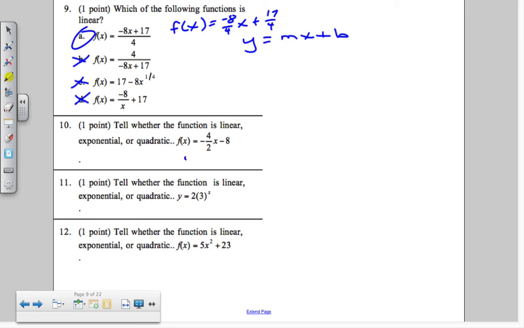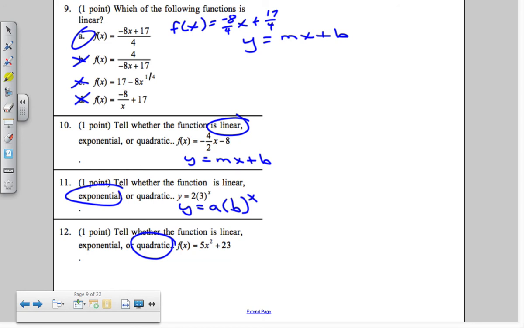Number 10 is in mx plus b form. So that is a linear function. Number 11 is in a times b to the power of x form. So that is exponential. And number 12 has an x squared in it. So that tells me it's quadratic. So that's just equation recognition.